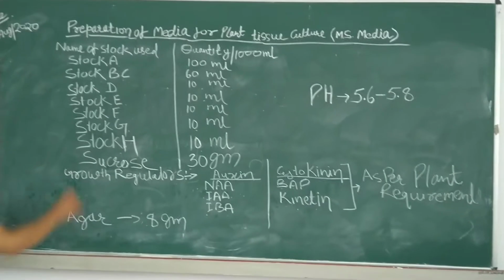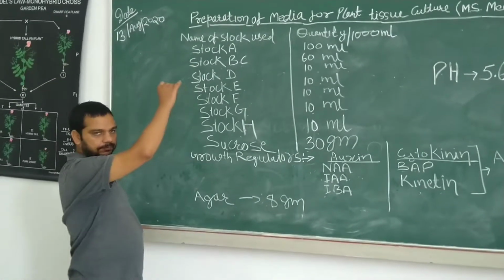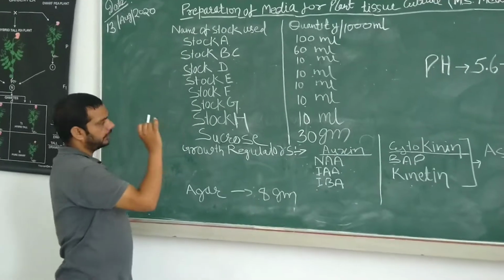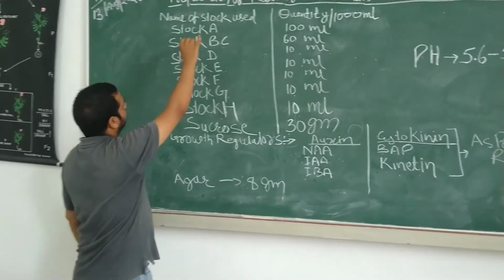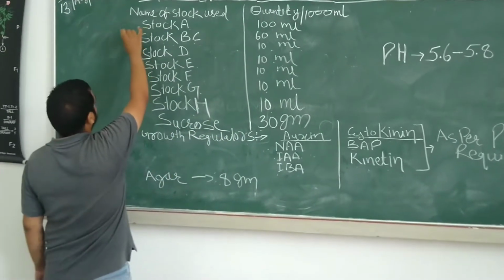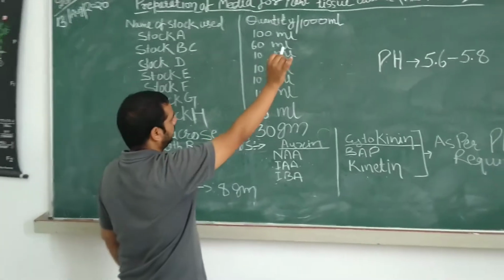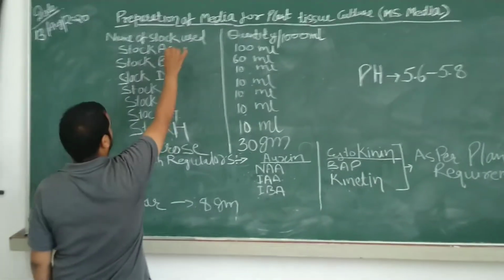For plant tissue culture, various stock solutions containing different micronutrients and macronutrients are used. I will explain the preparation of these stock solutions in the next video. In this video, I will explain how much of these stock solutions is used for preparation of MS media. First of all, stock A.